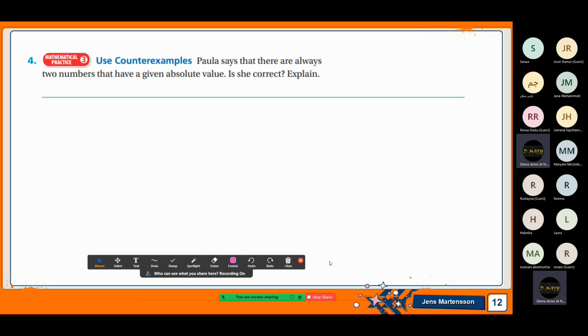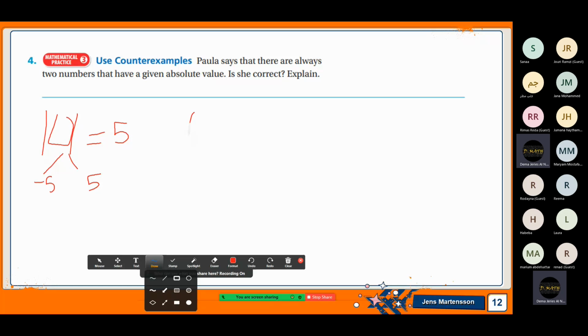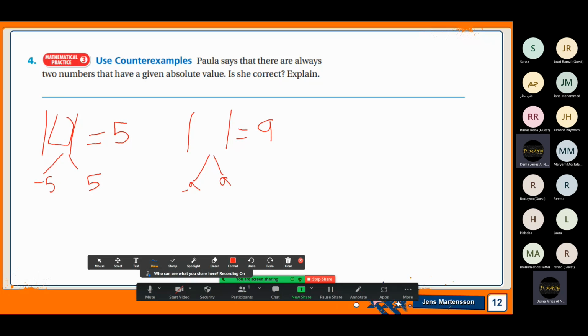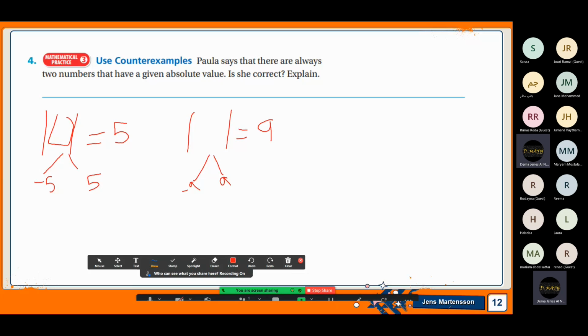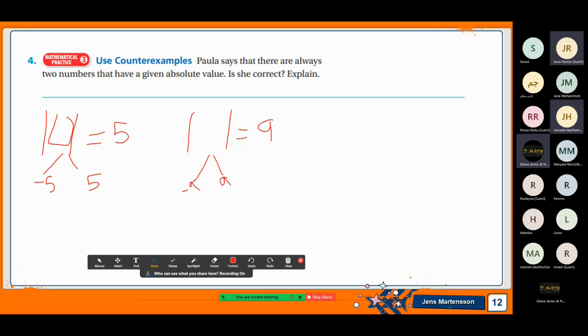If I ask you now, what is the number whose absolute value is 5, you will say it could be negative 5 and it could be 5. What is the number whose absolute value is 9? You will say it's negative 9 and 9. Now, Paula says that it's always 2 numbers. Is she correct? Yes. No, teacher.